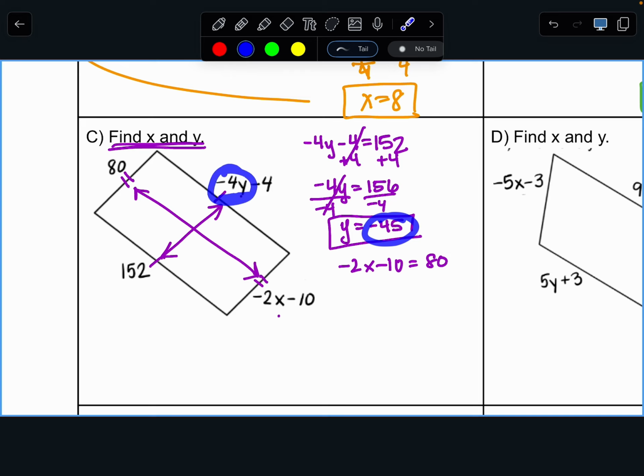When I substitute this back in here, I've got negative 4 times negative 45. What's a negative times a negative? Positive. So then we're going to have a real side measure. We can have a side measure that's a positive number. Yes? I got negative 39 for that one.